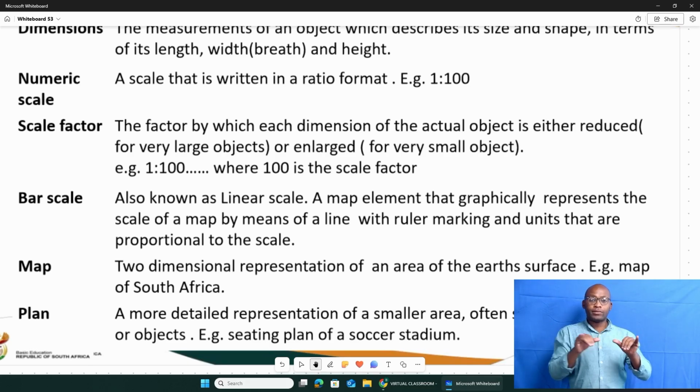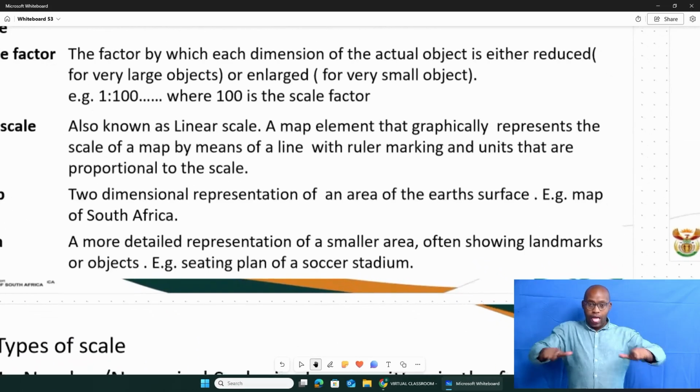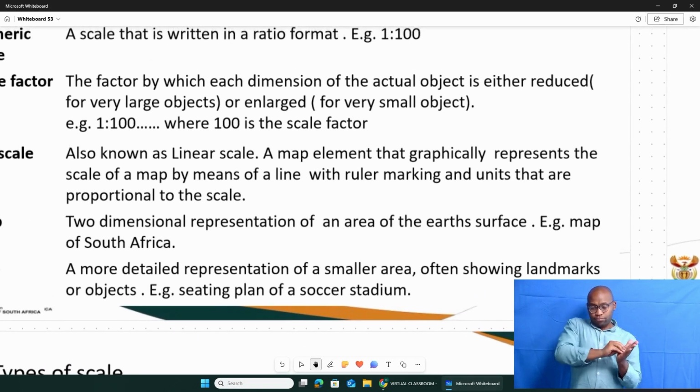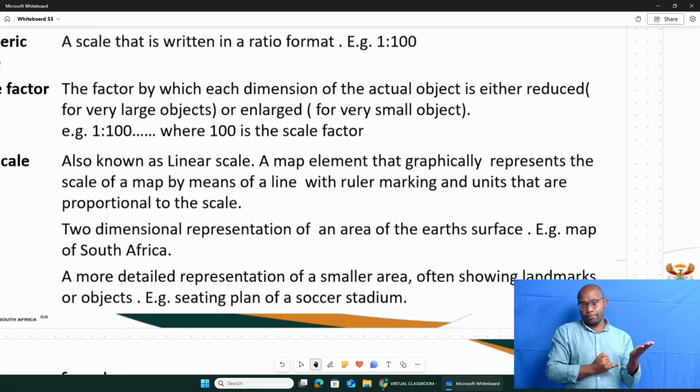The map is a two-dimensional representation of an area of the Earth's surface, e.g. the map of South Africa. A plan is a more detailed representation of a smaller area, often showing landmarks and objects, e.g. the seating plan of a soccer stadium.